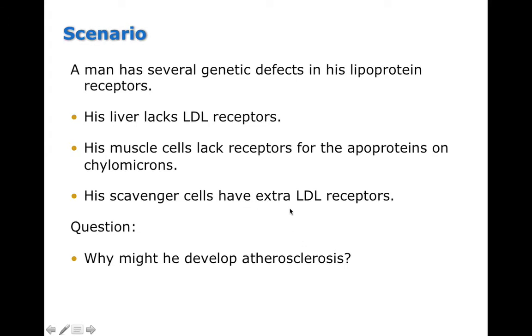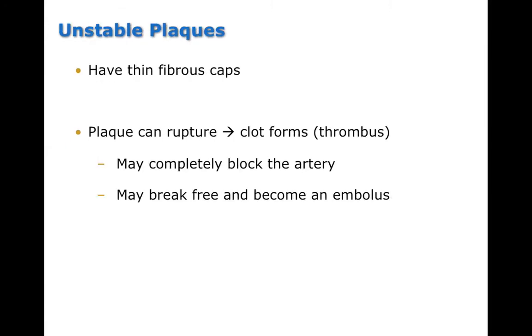So essentially what we're saying here is that due to the disruption of receptor number and location, this can actually promote atherosclerosis through hyperlipidemia, because he can't uptake his lipids, and through an excessive immune reaction that causes these lipids to deposit within the vessel wall. So unstable plaques have thin fibrous caps. Now these are unstable because the plaque can rupture, which can form a clot or a thrombus.